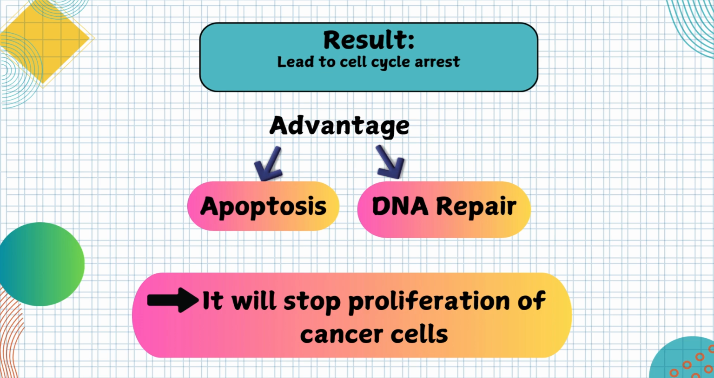It can perform DNA repair because there was DNA damage. That is why we want to arrest the cell cycle so that DNA repair can take place. Also, if the damage is too much, there is another option which is apoptosis, which is programmed cell death. By these two processes, it will stop proliferation of cancer cells. They help to stop proliferation of cancer cells, making them a valuable tool in targeting cancer treatment.